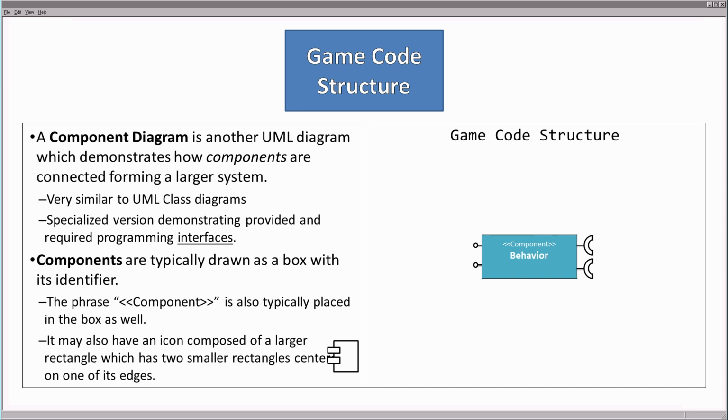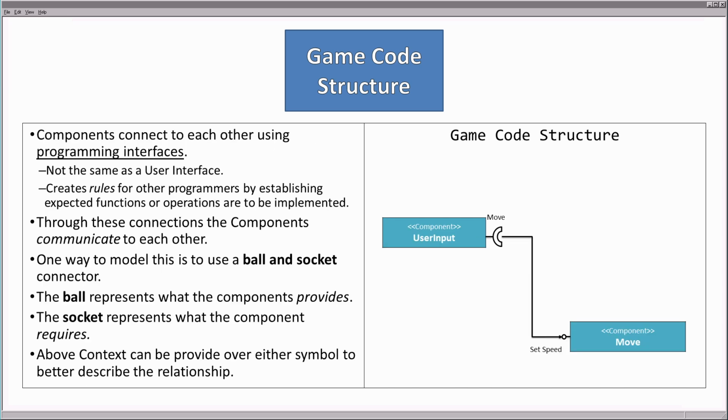Components are typically drawn with a box with its identifier. The word component is also typically placed in the box as well. It may also have an icon composed of a larger rectangle with two smaller rectangles centered on one of the edges. It may be clear that component diagrams can be created in a variety of ways. Components connect to each other using programming interfaces. We keep in mind that programming interfaces are not the same as user interfaces. These instead create rules for other programmers by establishing expected functions or operations that are to be implemented.